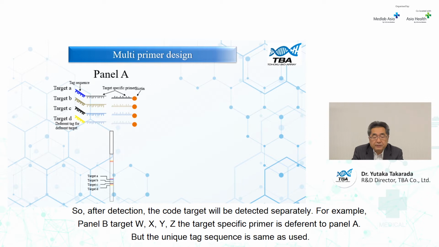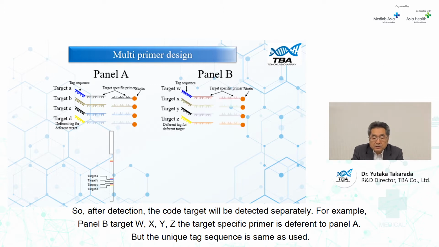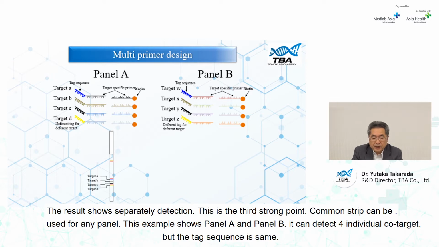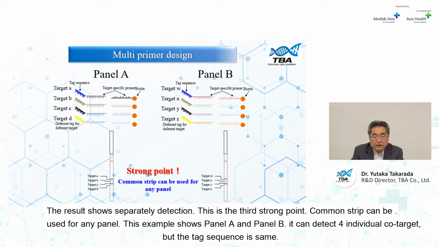And other panel, example panel B, target is W, X, Y, Z. The target specific primer is different from panel A, but the tag sequence is same tag used. The result shows separately detection. This is third strong point. Common strip can be used for any panel. This example shows panel A, panel B. It can detect for individual target, but the tag sequence is same.